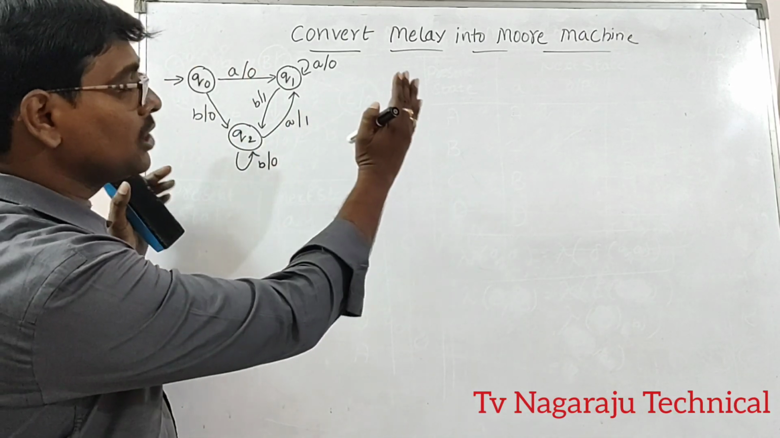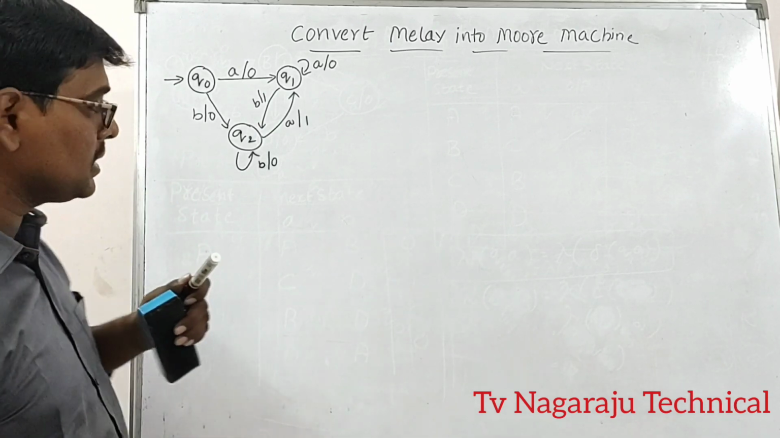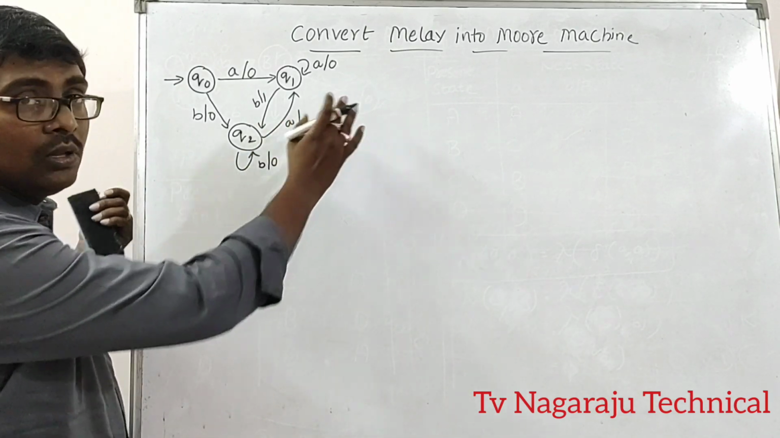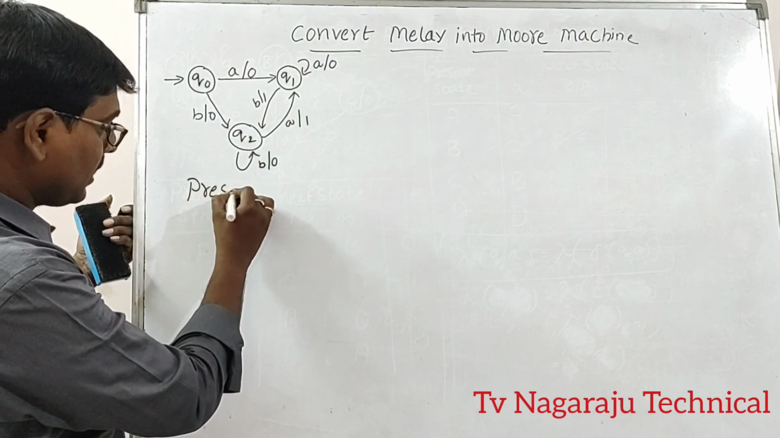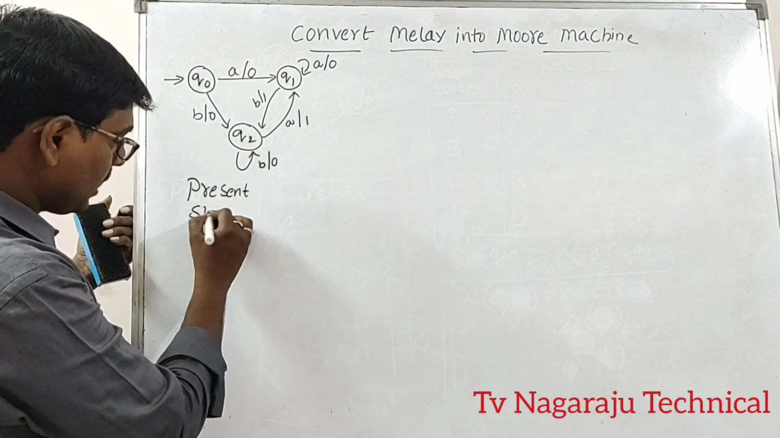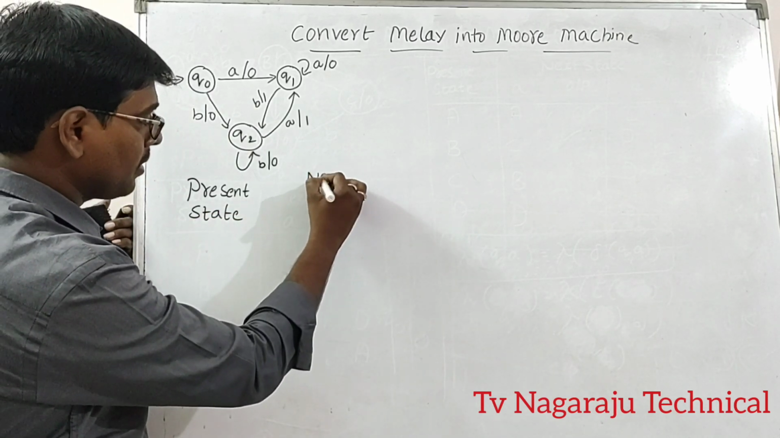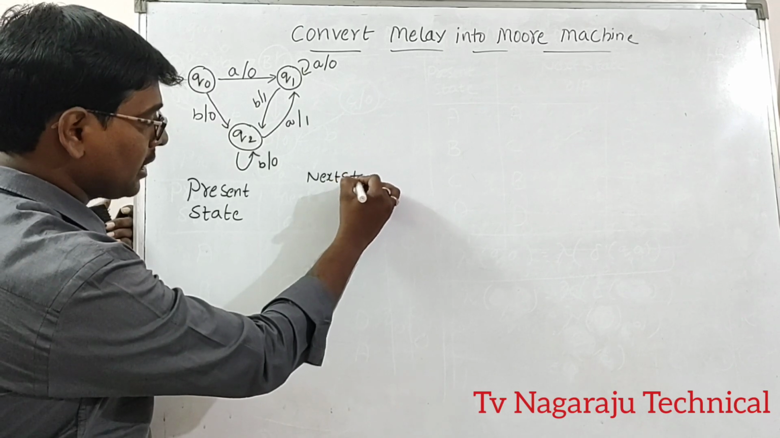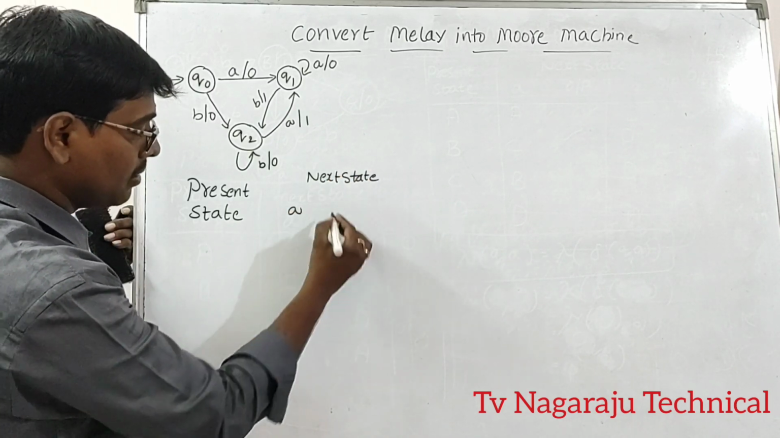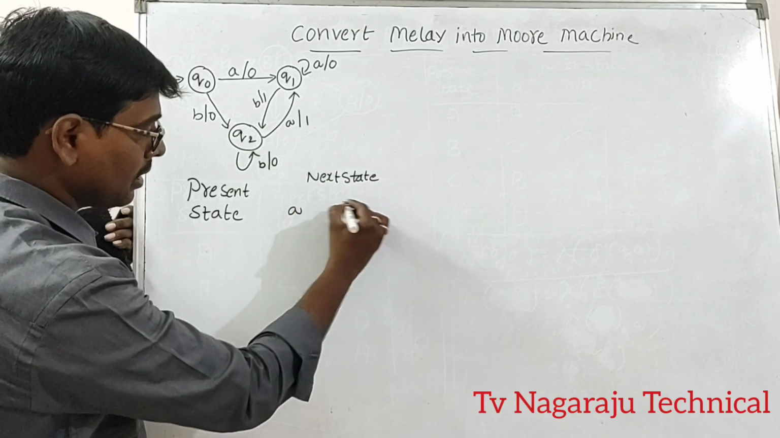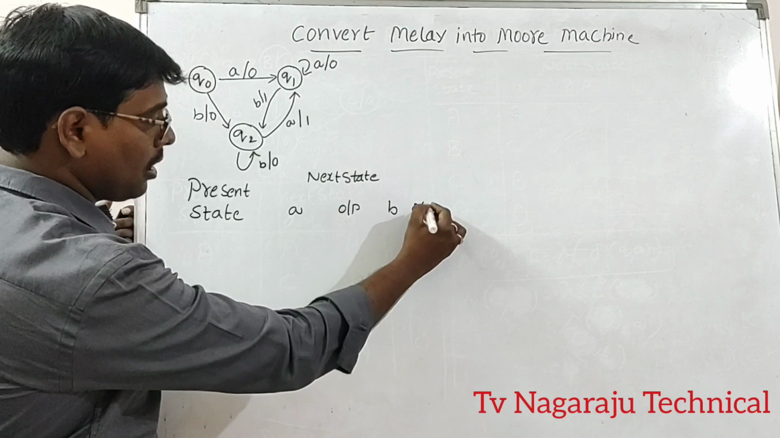Now for conversion of Mealy into Moore, for simplification purposes, first I will write down the transition table. The transition table consists of the present state and then the next state. So the next state contains the input and then output, input and then output.